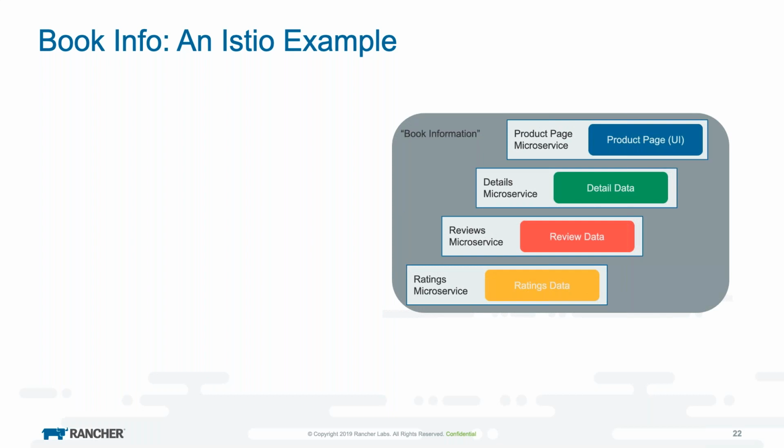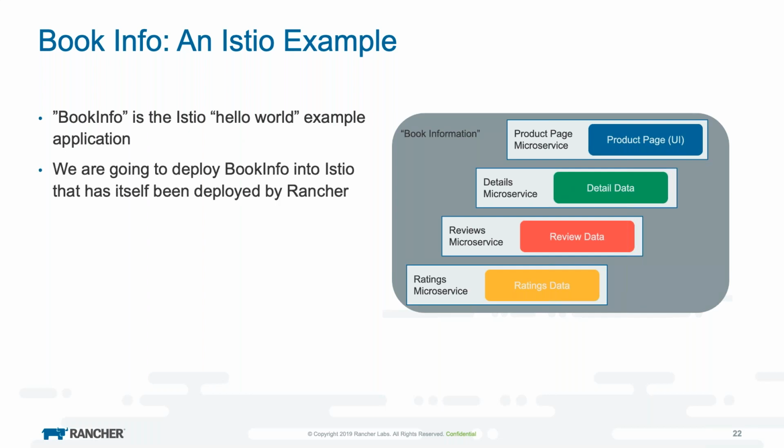So I'll show that picture again. This is our microservice application that we've split up again. Remember, we went from a monolith to a microservice. We moved all of our functionality out into these microservices. BookInfo is Istio's sort of hello world example application. We're going to deploy BookInfo into Istio, and Istio itself will be deployed by Rancher. So as you're going to see here, Rancher makes it super easy to deploy Istio and manage its capabilities.